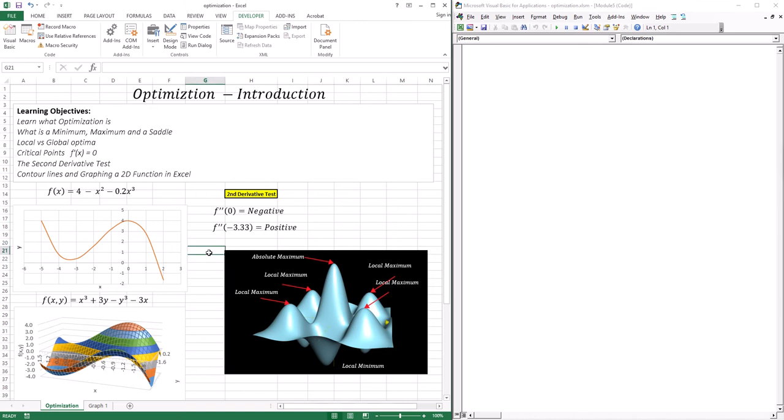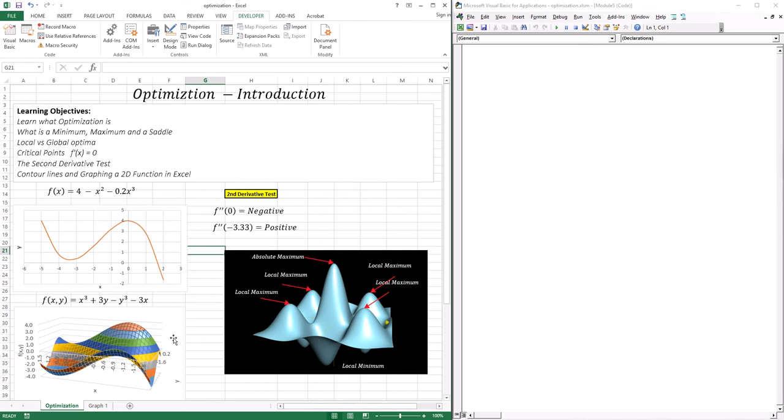Now, another thing I want to go through is the concept of a contour line. If we look at this function here, you see these circles? These circles are actually called contour lines, and contour lines are defined as lines on which every point has the same function value.